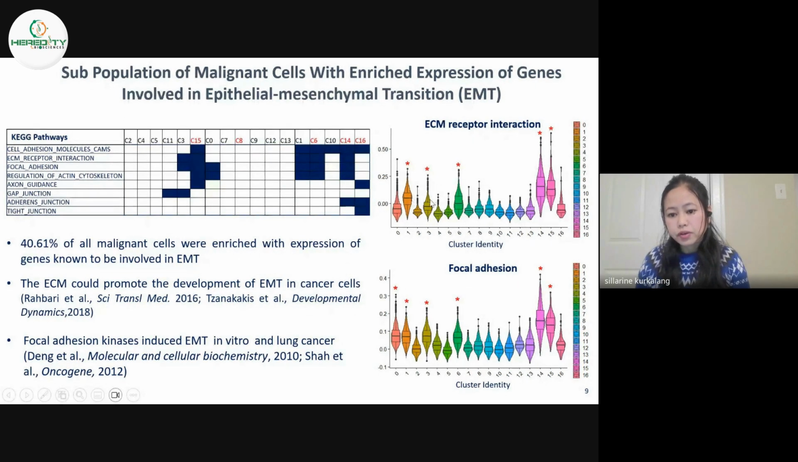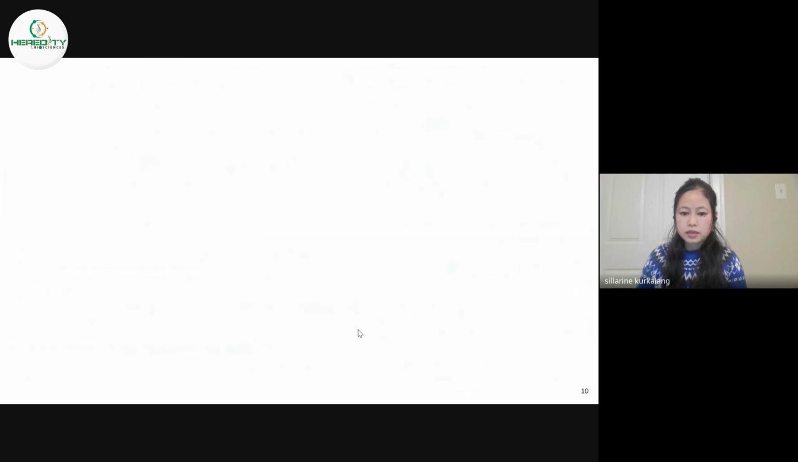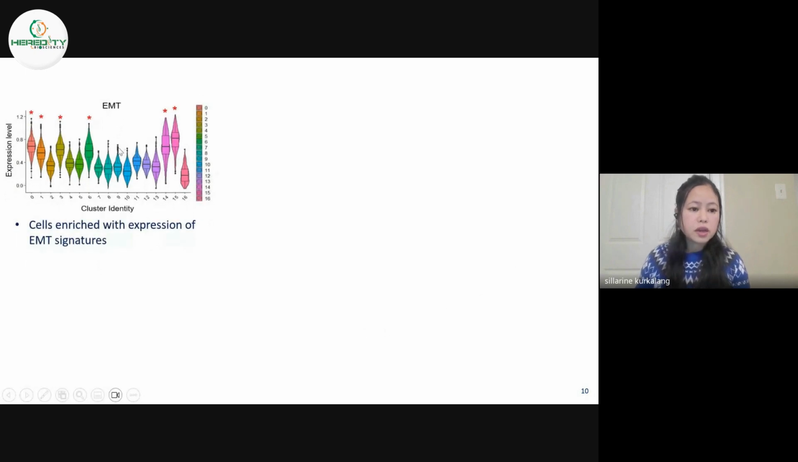As you can see in the figure on the right, cluster 1, cluster 3, cluster 6, cluster 14 and 15 were highly enriched with cells expressing ECM receptor interaction and focal adhesion, thus indicating that these cells might have undergone epithelial to mesenchymal transition. So next we checked whether they really express the epithelial to mesenchymal transition signatures. We found that those particular clusters were indeed enriched with cells expressing these EMT signatures.